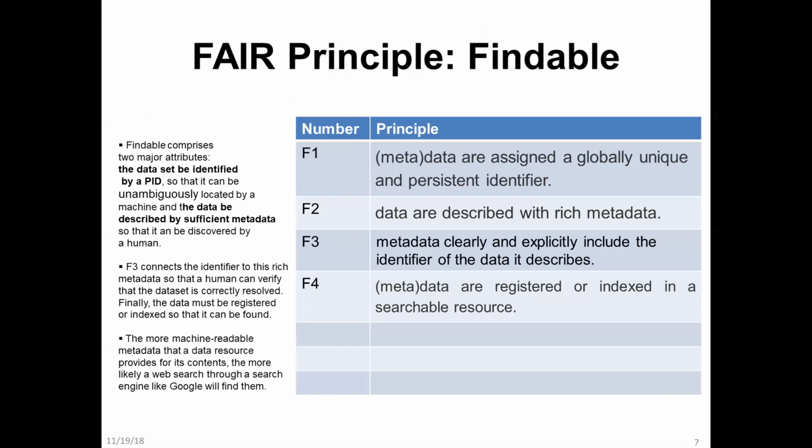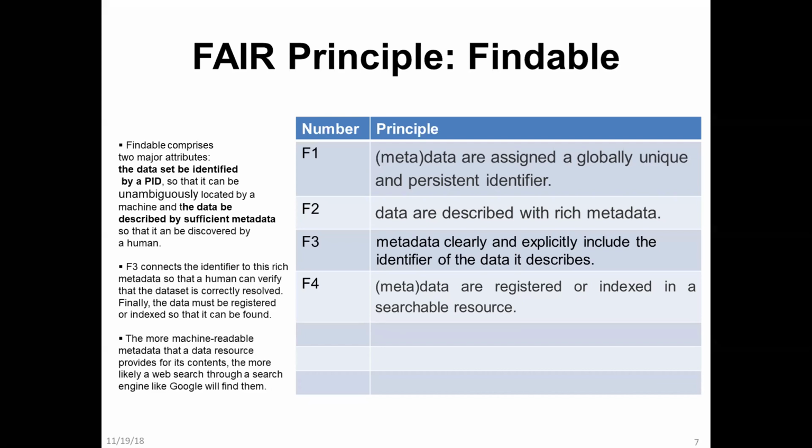So we will start with the first one, findable. There are about four principle elements within findable. F1, as we call it, is that metadata are assigned a globally unique persistent identifier. Remember, before, when we said any resource, any data, any tool that you are generating should have a unique persistent identifier, like articles have a DOI.